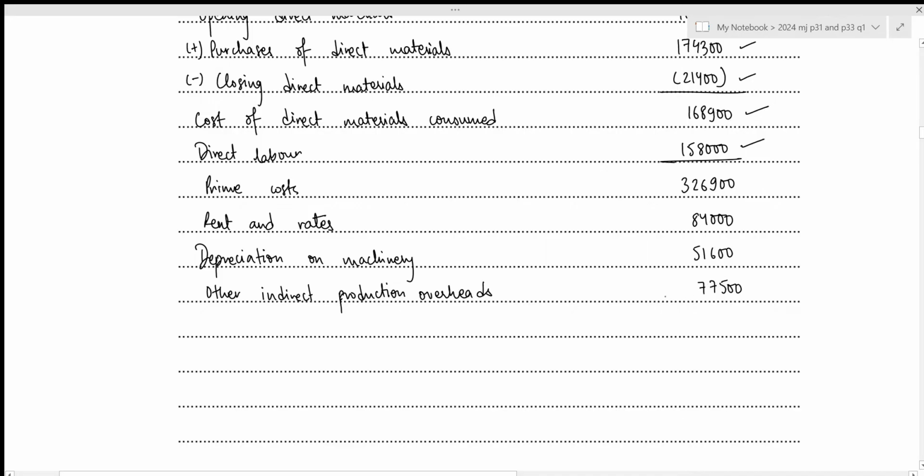The next step is to calculate the total of the prime cost and the factory overheads. So that will be 326,900 plus 84,000 plus 51,600 plus 77,500, which results in 540,000. The next thing is to adjust our work in progress. So we add the opening work in progress inventory and we subtract the closing work in progress.